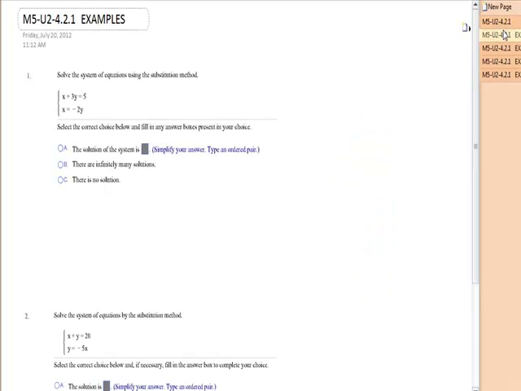The first problem, we have x plus 3y is equal to 5, and x is equal to negative 2y. I'm sorry, I miscopied that. I call this system ready for substitution because one of the two equations is of the form either x equals or y equals. This one says x equals negative 2y. So I'm going to substitute negative 2y in the place of x.